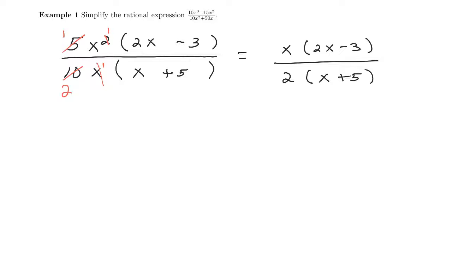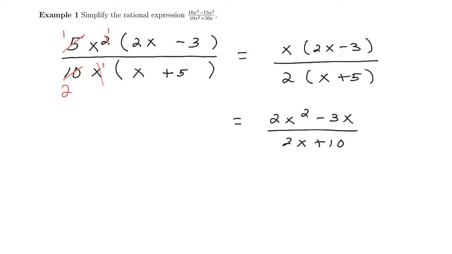This would be an acceptable answer where I factored, I removed every common factor, and all that is left over. You can even distribute it if you'd like to. We have 2x squared minus 3x divided by 2x plus 10. I think both are fine ways to express our answer. The top one is factored, the one on the bottom is expanded.